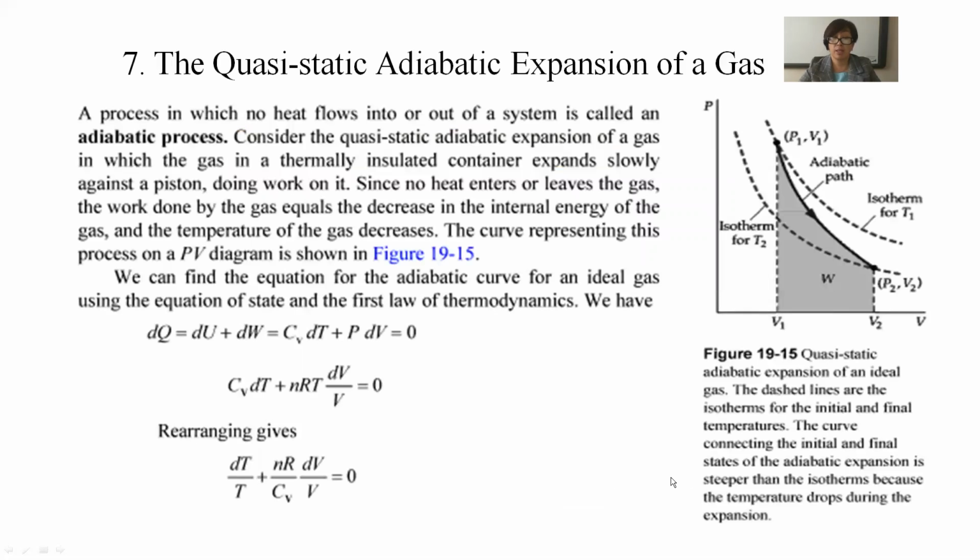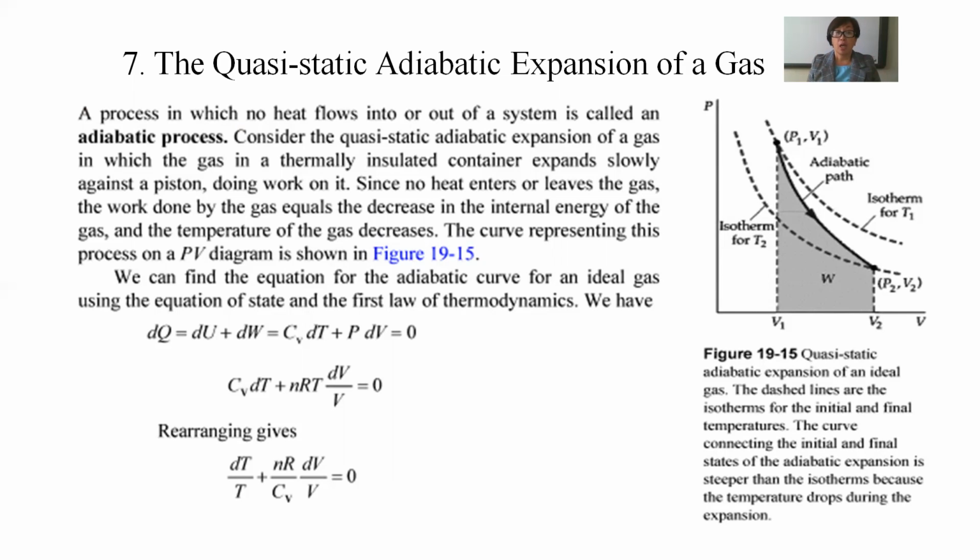Equation number 7: the quasi-static adiabatic expansion of a gas. We know that a process in which no heat flows into or out of our system is called an adiabatic process, and heat equals 0. Consider the quasi-static adiabatic expansion of a gas in a thermally insulated container, which expands slowly as a piston is doing work on it.